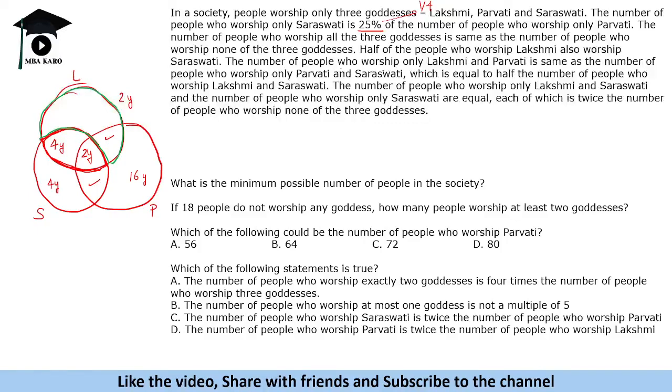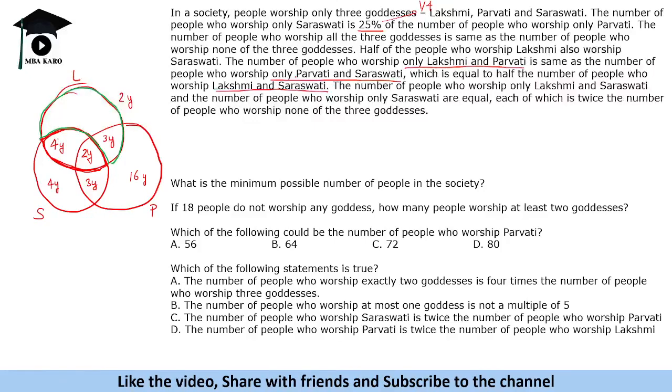So it says the number of people who worship only Lakshmi and Parvati is same as only Parvati and Saraswati. So this is equal to this. It is half the number of people who worship Lakshmi and Saraswati. So Lakshmi and Saraswati, we see that it is 6y. So these two numbers will be 3y each.